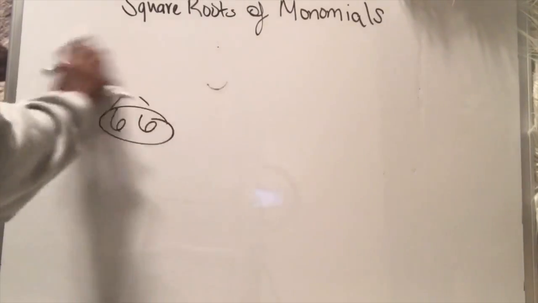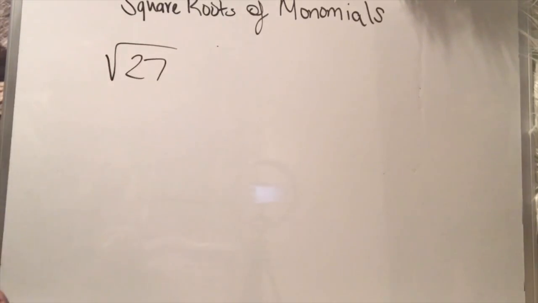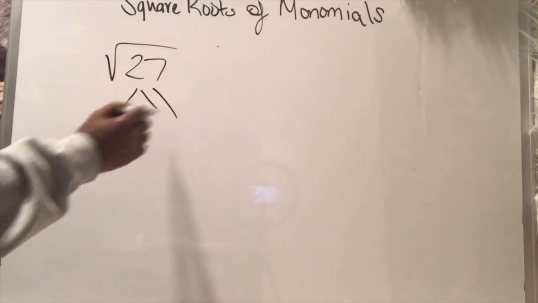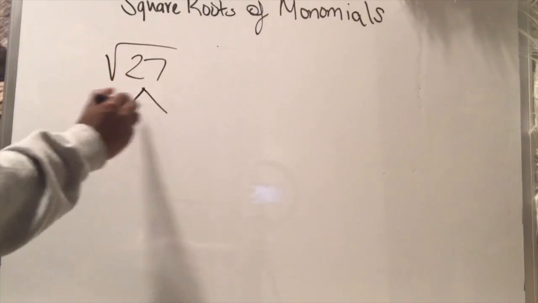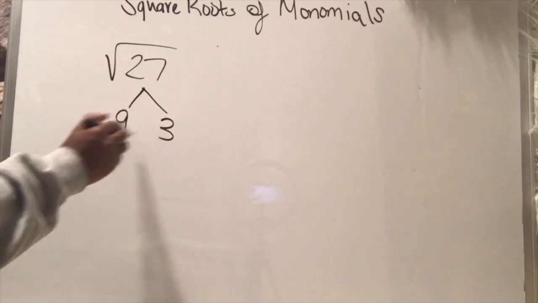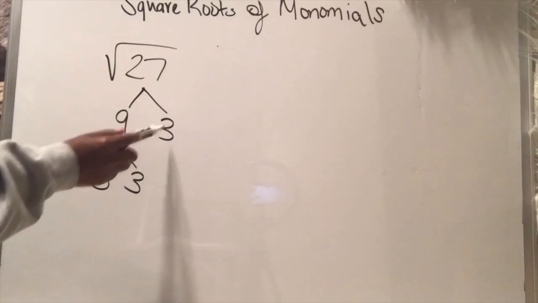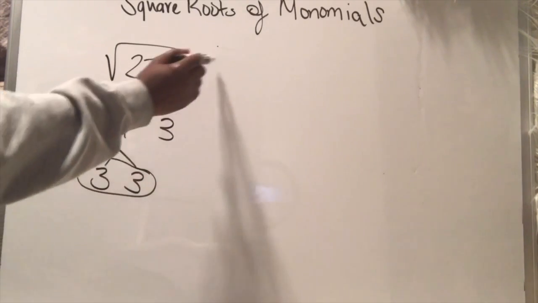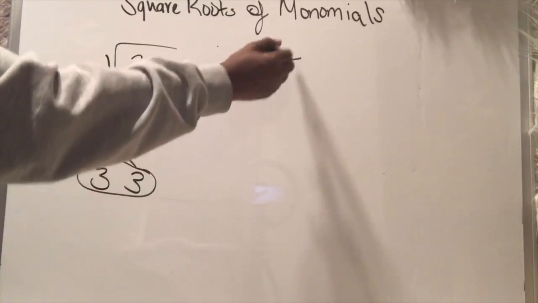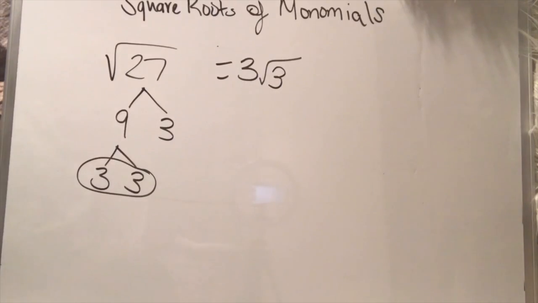But sometimes it's not as obvious, like the square root of 27. That's not a perfect square. So you have to find the prime factorization of this number. So you would do 9 times 3. Then you would break that down to the prime factorization, which is 3 times 3 times 3. I have one pair. This one doesn't have a pair, so it has to stay on the inside. And I bring the pair out, and I leave the one on the inside.